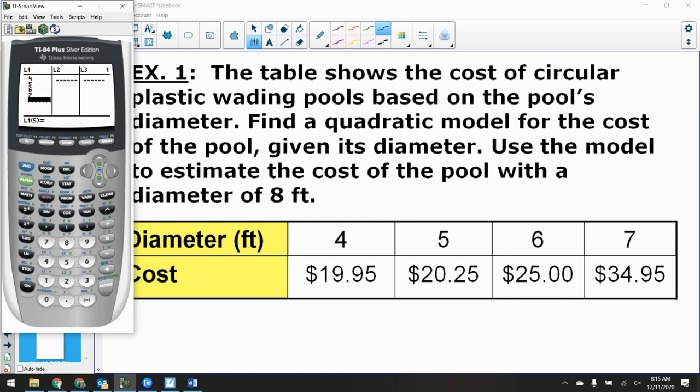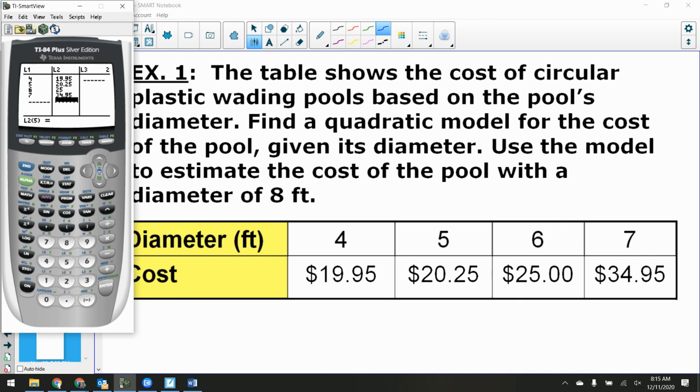So let's plug in our list 1: 4, 5, 6, and 7. That's your diameters. Let's plug in our list 2: 19.95, 20.25, 25, 34.95. Okay. Double check you've entered it correctly: 4, 19.95, 20. Everybody good so far?